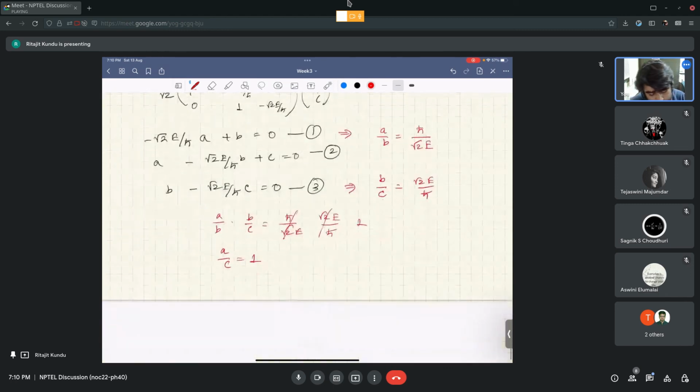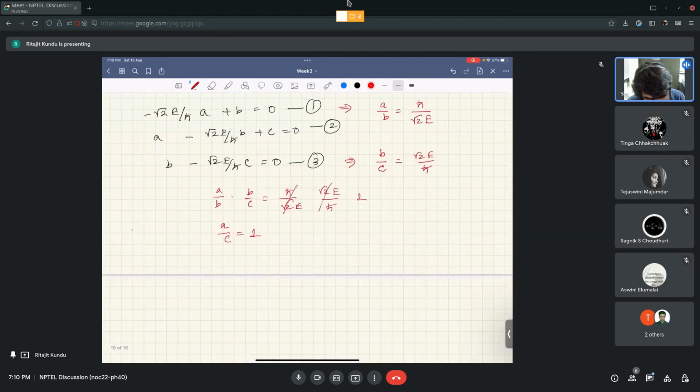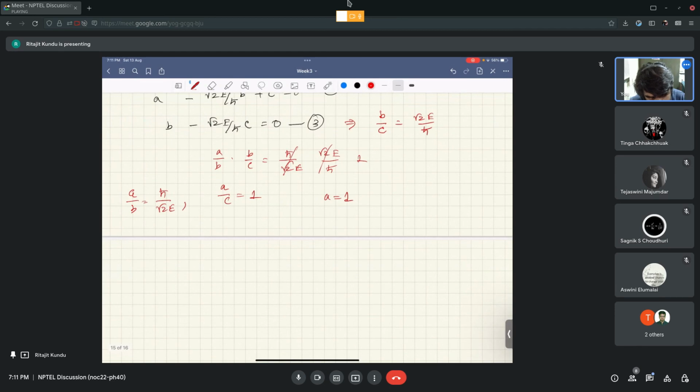Now I know all of the ratios. a by b is h bar over square root 2 E, a by c is 1, and b by c is square root 2 E by h bar. I don't actually need this part. Now let's say I choose my a to be 1. If I choose a to be 1, what do I get out of these two equations? Now b becomes square root 2 E by h bar, and c becomes 1. So now with this information, can I construct the eigenvector? I have chosen my a as 1, right?